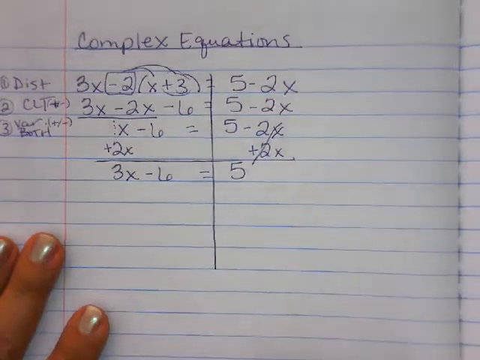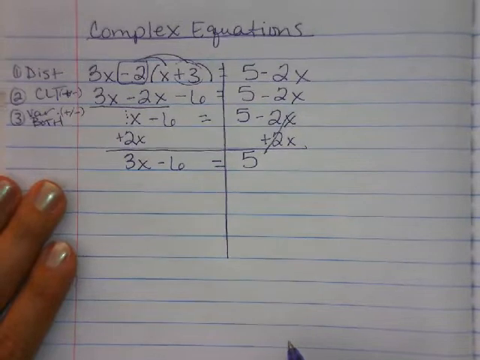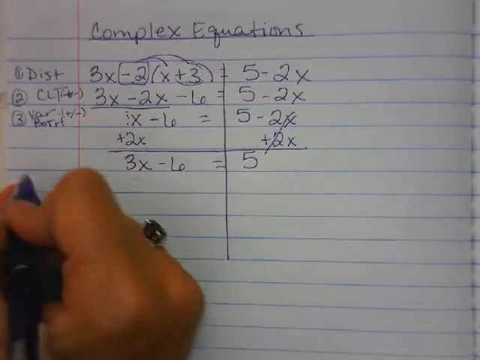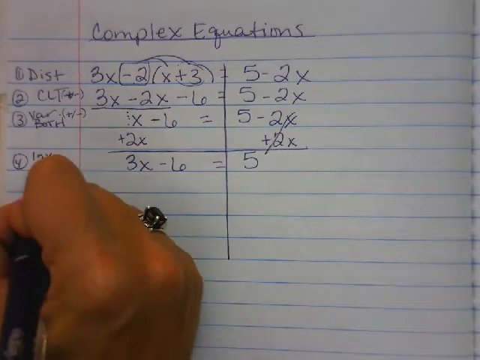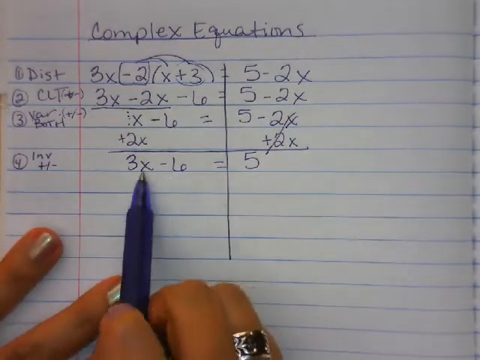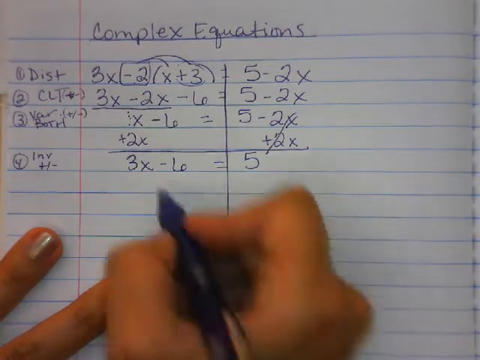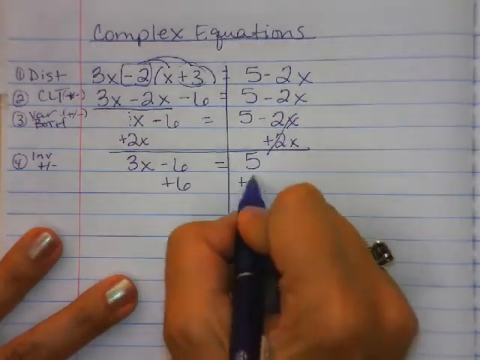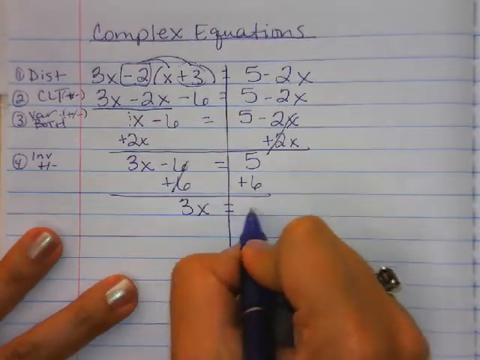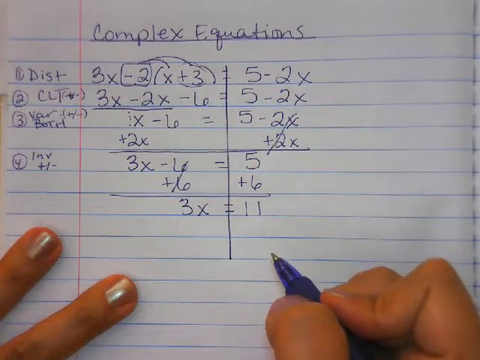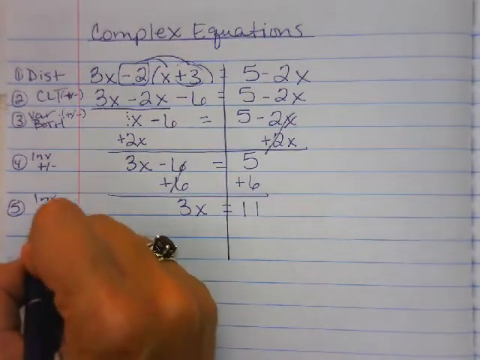This becomes 0. It's gone. We don't need to rewrite it. Now this looks like what we did in 6th and 7th grade. So I need to do the inverse of add, subtract. I have a subtract 6 here. This is multiplying. I'm not doing anything with that yet. So I'm going to add 6 to both sides. A negative 6 and a positive 6 is 0. 3x equals 11.